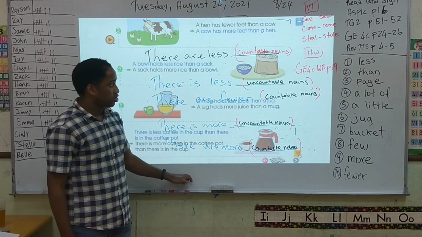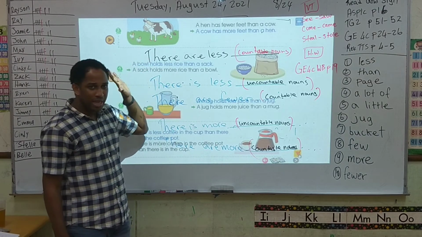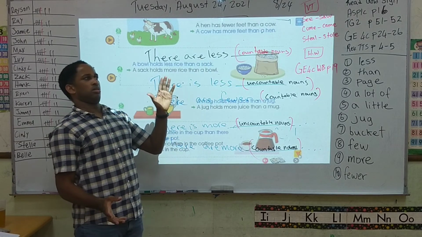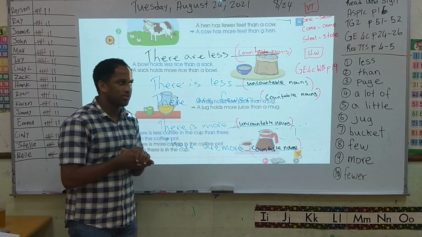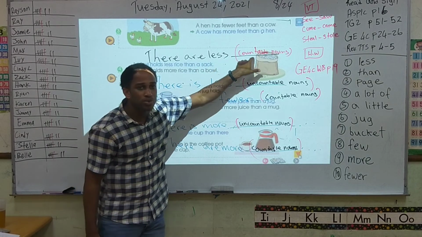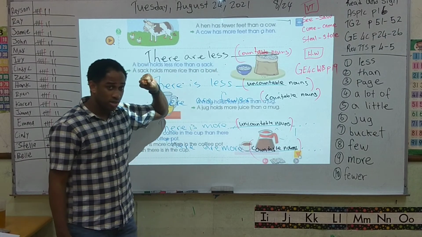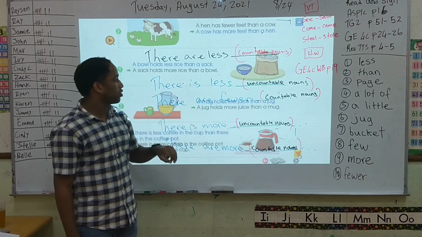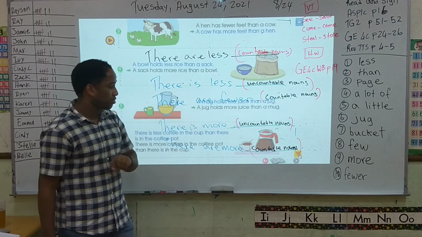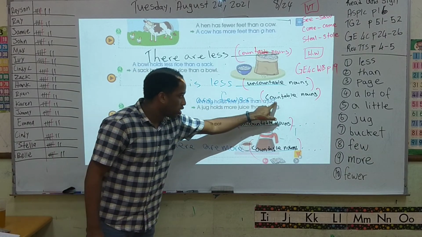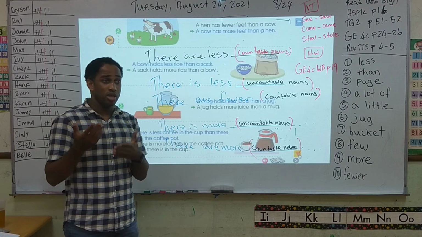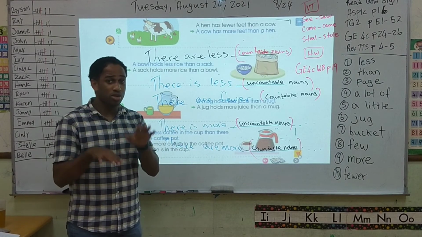So this one sometimes pops up. You can see there are less days. Less comes for uncountable, but you see there are, so you have to put a countable. There are less days. There is less, has to be an uncountable noun. There are fewer, countable. Because sometimes people just use it to break the rules.